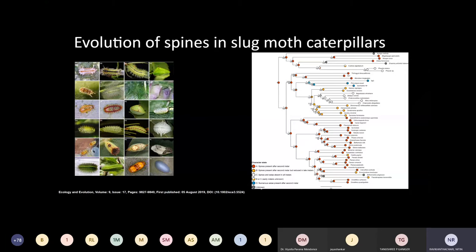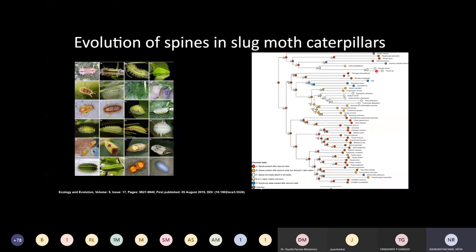And the majority of the slug moths still have it, but there are few slug moths which have lost it completely. They do not have spines and they no longer sting. And when they investigated why that has happened, they found out that, A, these slug moth caterpillars were very small. So having spines was actually counterproductive, because the spines had to be big enough to be effective. And if they had to be big enough, then they would have lost a lot more adaptations that they had. So smaller slug moths lost their spines, and slug moths which had lower predatory pressures over a period of time also lost their spines.